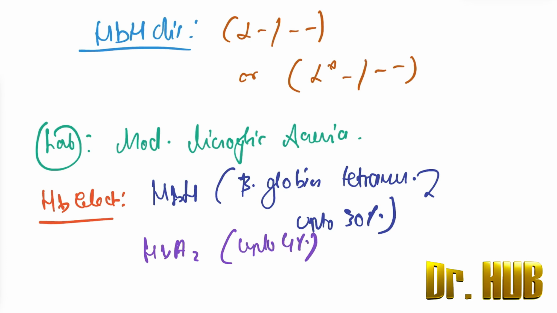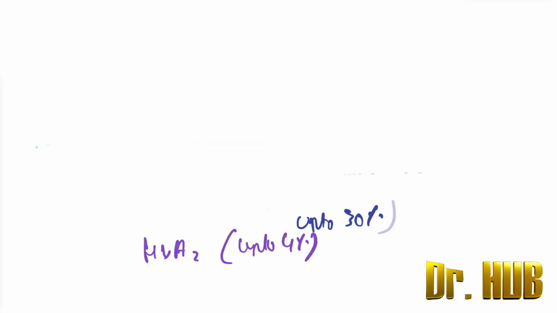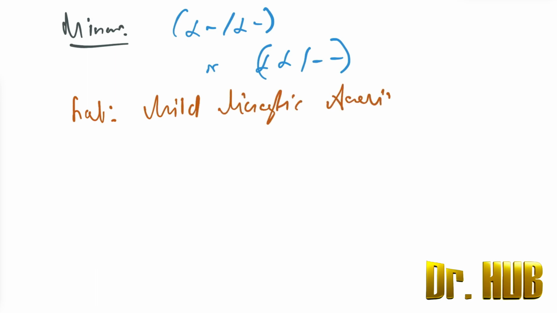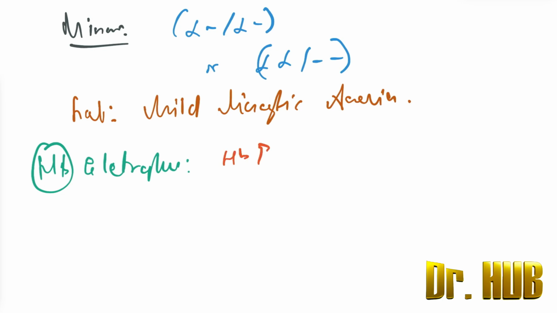Next, let's look at the minor variety. It has a genotype of alpha alpha, minus minus. The lab finding is a mild microcytic anemia. On hemoglobin electrophoresis, there is Hb Barts at about 3 to 8%.